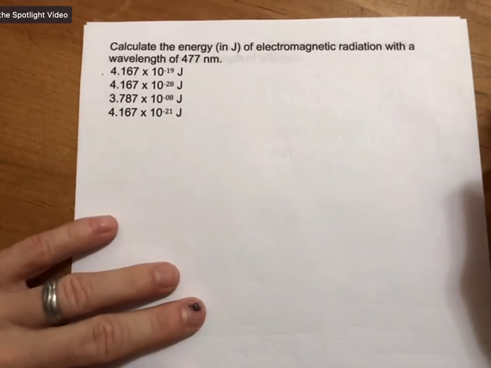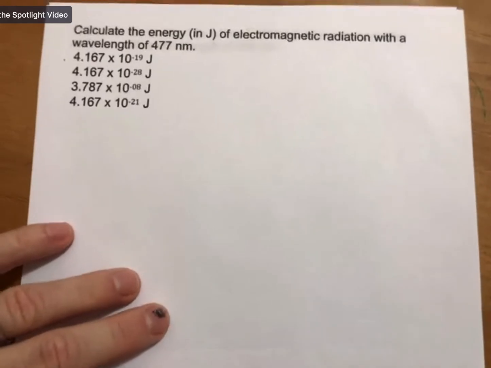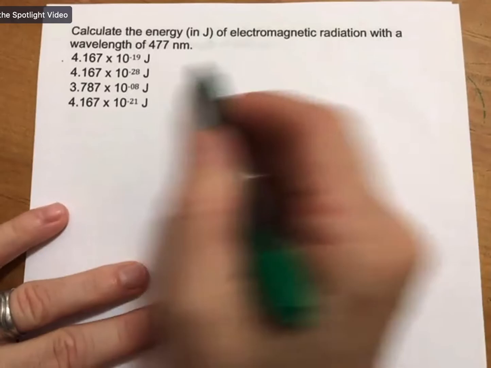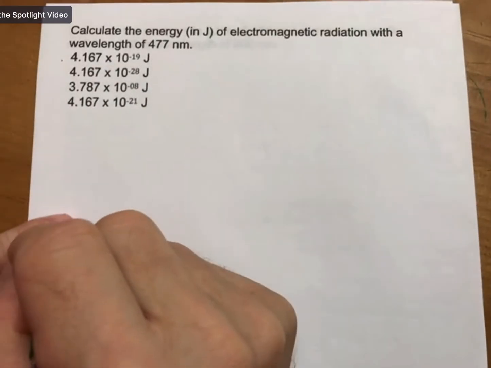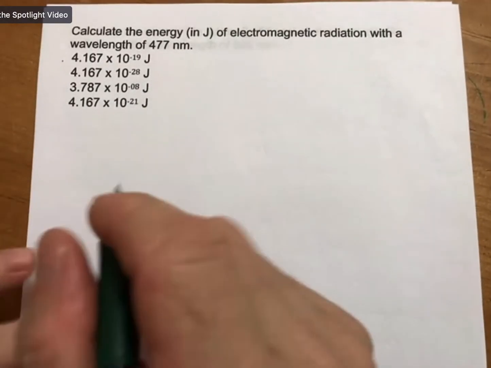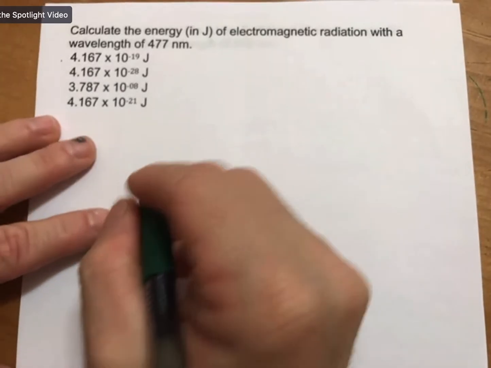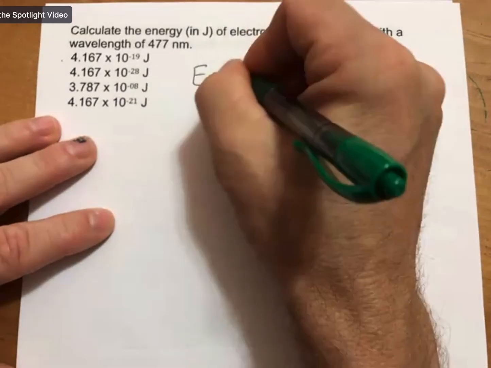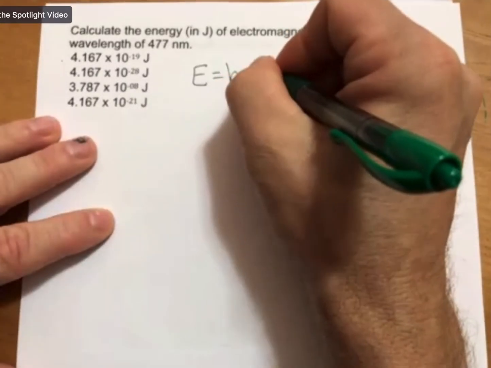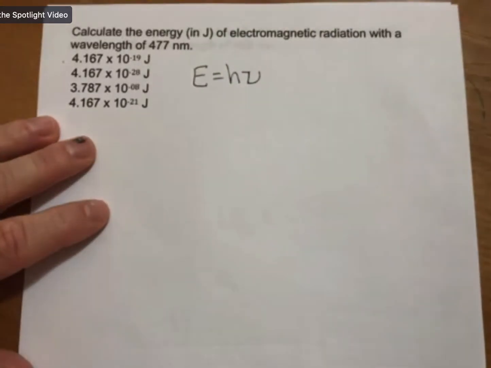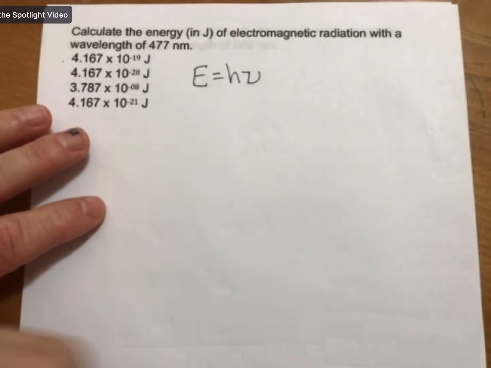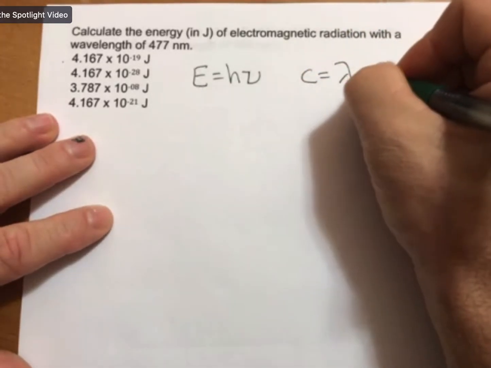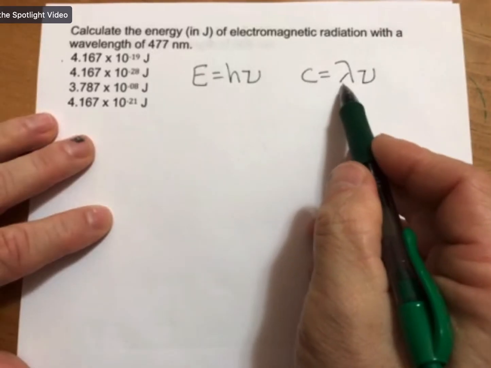So now what we're going to do is calculate the energy in joules of electromagnetic radiation with a wavelength of 477 nanometers. There are two equations that we would use. So the energy equals h times frequency. That's one of the equations we need. And the other one is the one we used last time, that the speed of light equals wavelength times frequency.